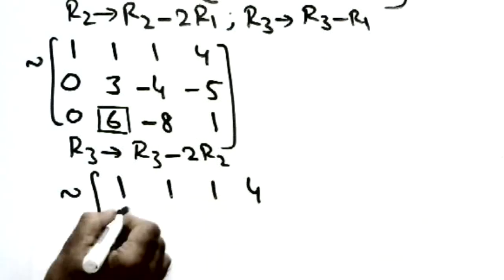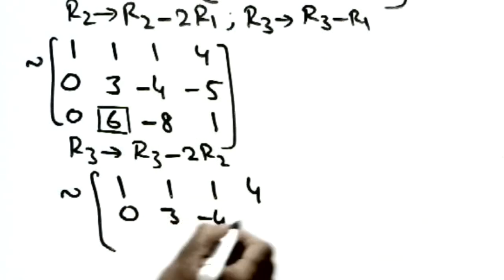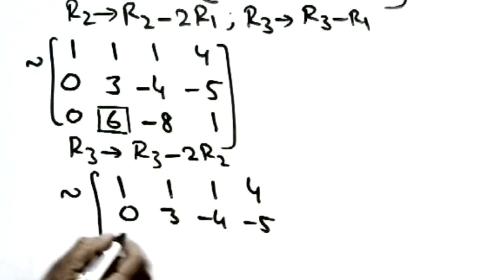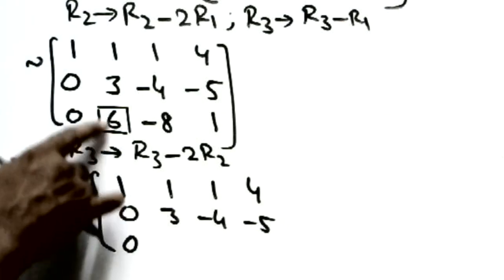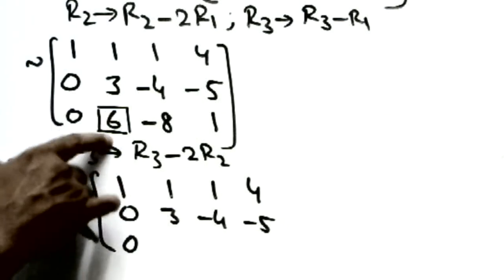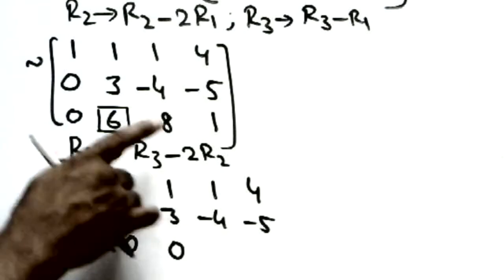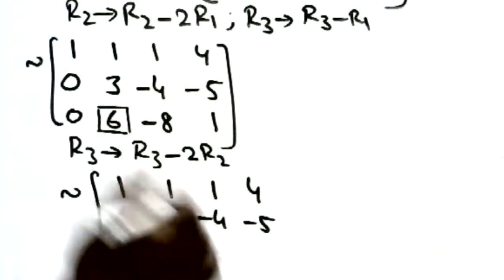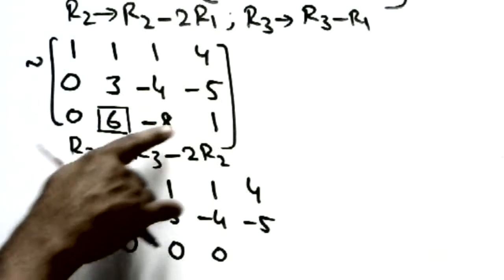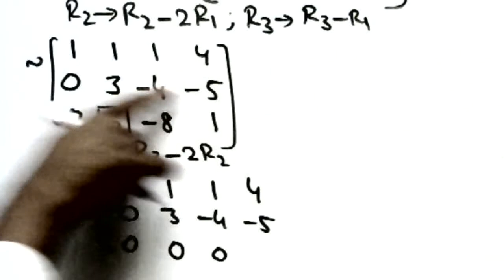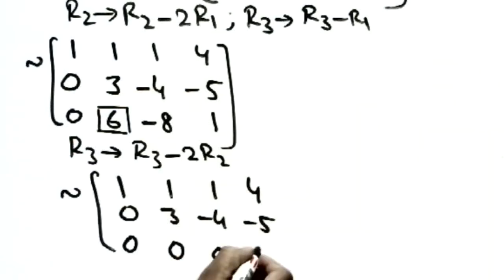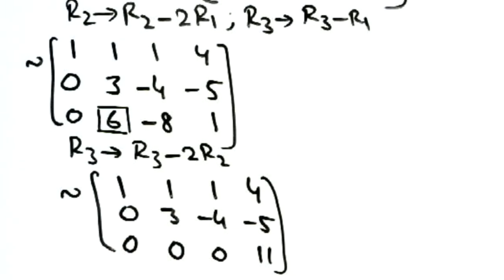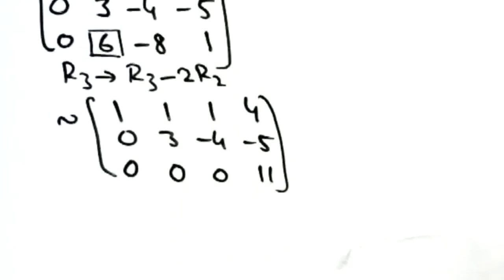Watch here. We are not changing the first row, as it is. We are not changing the second row, as it is. Now we are changing the third row, R3 minus 2 R2. Both are 0, so 0 into any number is 0. 2 threes are 6, 6 minus 6, 0. Now watch here carefully. Minus 8, minus into minus plus, 2 fours are 8, plus 8 minus 8, 0. Then lastly, minus into minus plus, 2 fives are 10, 10 plus 1, 11. Now we have changed this into echelon form.